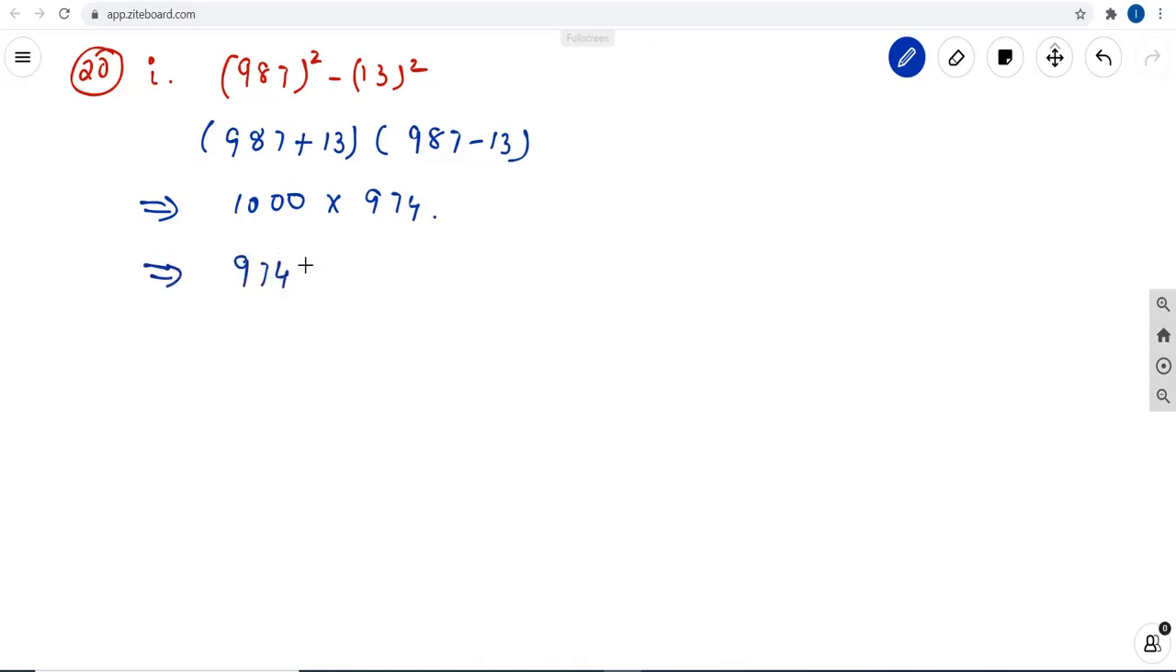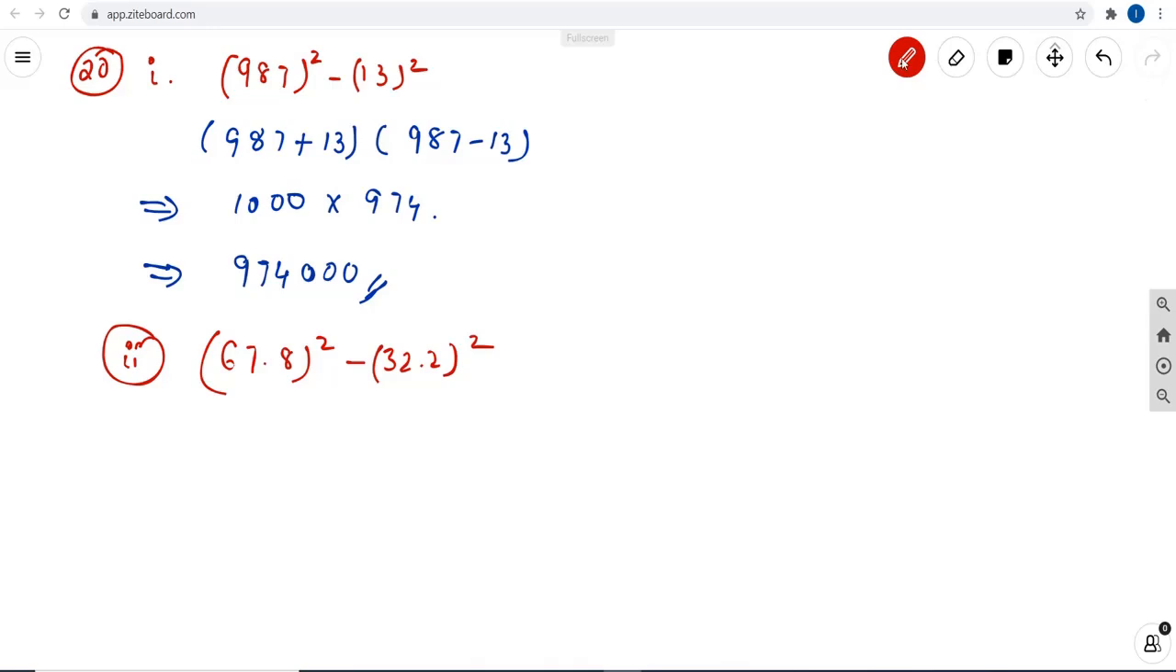Now if you multiply this, this term will be equal to 974. How many zeros are there? 1000. So just add 3 zeros here: 974000. So this is the solution for problem number 20, the first problem. Okay. The second one is given as 67.8 whole square minus 32.2 whole square.